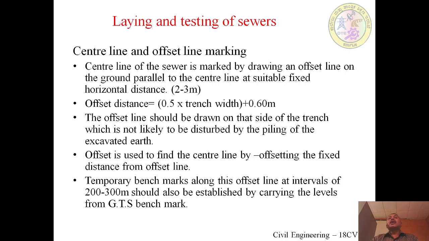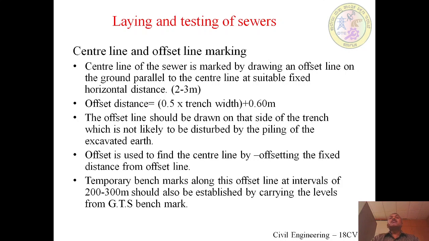Firstly, the center line and offset line marking in laying and testing of sewer. The marking of the center line plays an important role, as it shows the alignment, and on the same center line we are going to lay the sewer line for a proper gradient. The center line of the sewer has to be marked by drawing an offset line on the ground parallel to the center line at a suitable fixed horizontal distance, maybe around 2 to 3 meters, depending upon the distance available adjacent to the proposed sewer line.